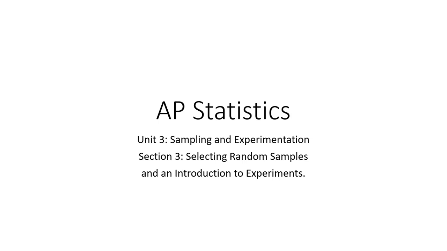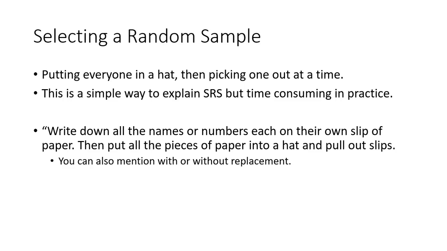Alright, so we're going to be moving on to section 3 right now, which is selecting random samples and basically introducing experiments and going after the main things that an experiment involves. So first off, we're going to talk about selecting our random samples.